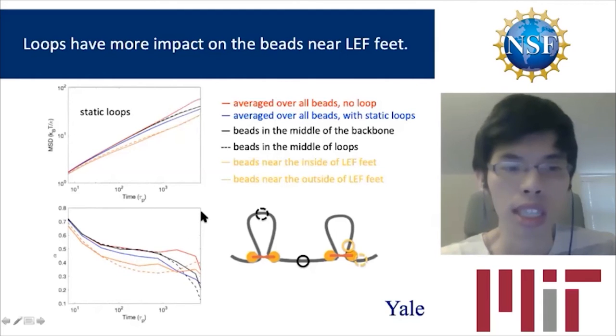So through the study of static loops, we conclude that loops have a larger effect on the motion of the beads close to the left feet. In other words, loops put an additional constraint on the nearby regions.